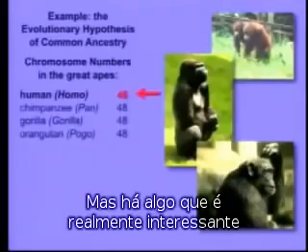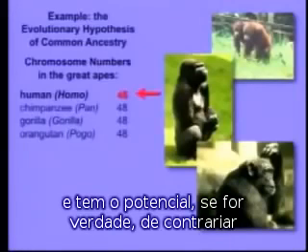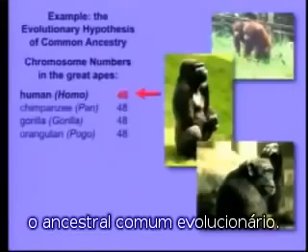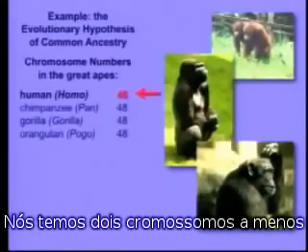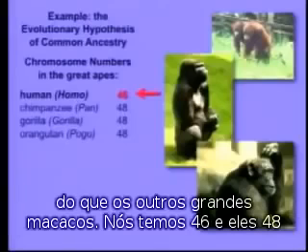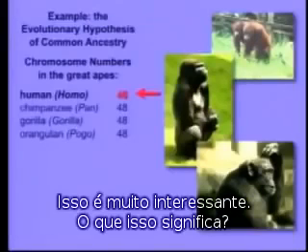But there's something that's really interesting and has the potential, if it were true, to contradict evolutionary common ancestry. And that is, we have 2 fewer chromosomes than the other great apes. We have 46, they all have 48. That's very interesting. Now, what does that actually mean?